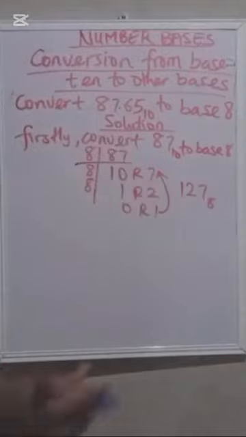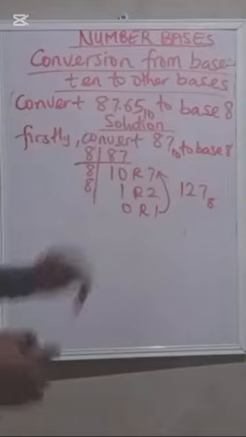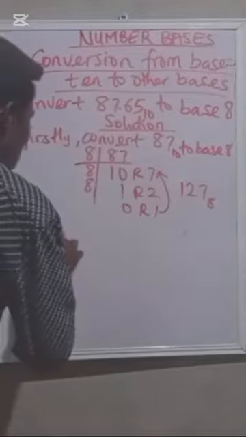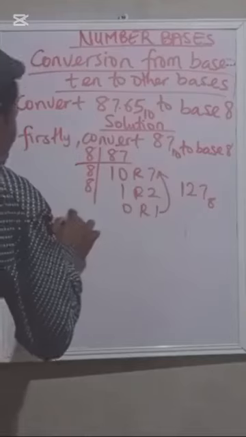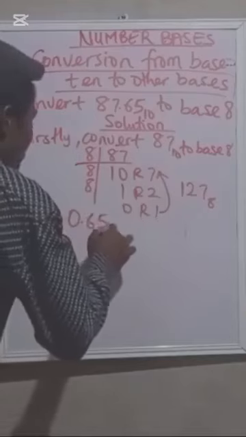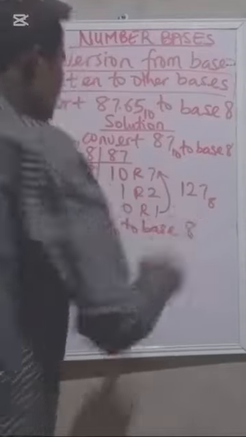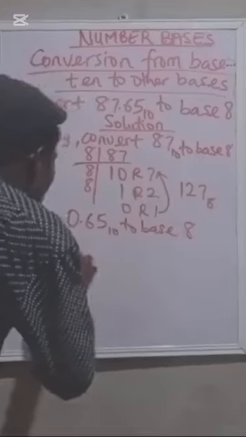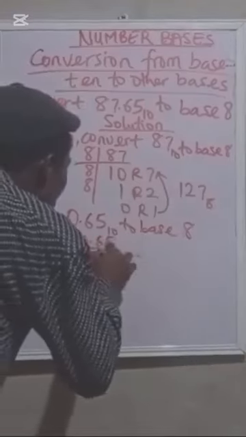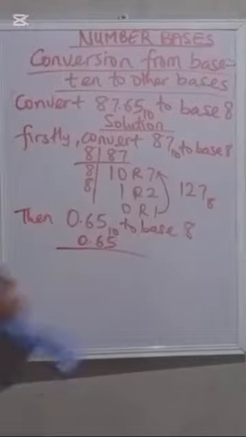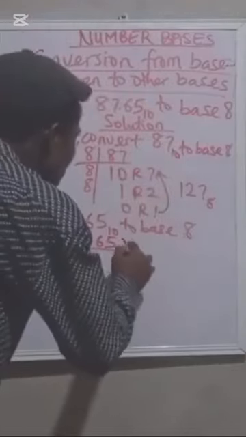Now, this is how you are going to do 0.65. You move to another point. So then you convert 0.65 base 10 to base 8. How do we do this? Just see this method, but you do it with 0.65. Now for this, you are not going to divide, you are going to multiply. You multiply it by 8.